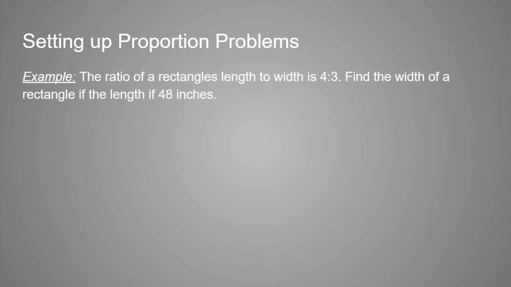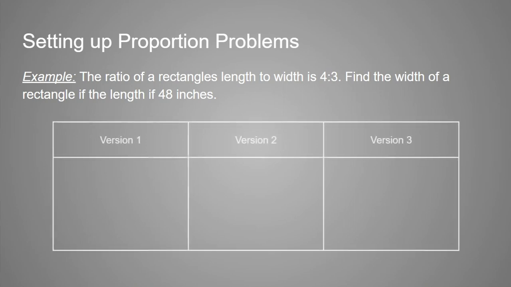What if we have a problem like this? The ratio of a rectangle's length to width is 4 to 3. Find the width of a rectangle if the length is 48 inches. Now I know we haven't covered word problems in too much depth. We kind of saw it come up with the unit rates. Proportions are really just similar to unit rates, similar to fractions. So we're going to look at 3 different ways to set up this problem.